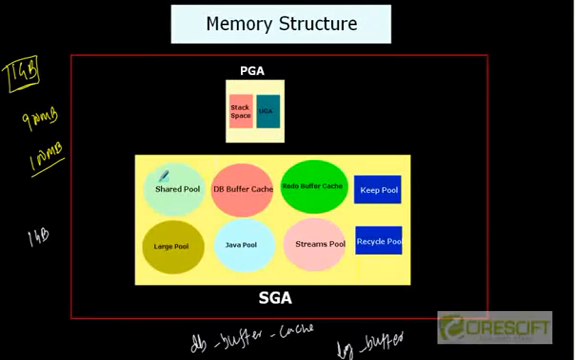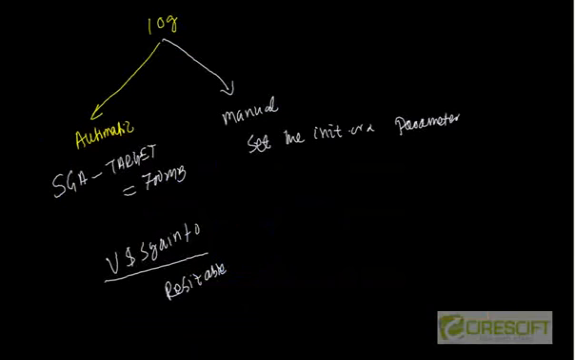Shared pool is always resizable. Buffer cache is always resizable. Large pool is resizable, Java pool is resizable, and streams pool is resizable. The only thing that is not resizable is the redo buffer. Redo buffer cannot be resized dynamically. So if you want a different value for this pool, you set a parameter called log_buffer, and then you restart the database so that this parameter is reset.